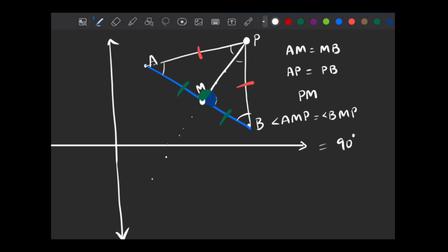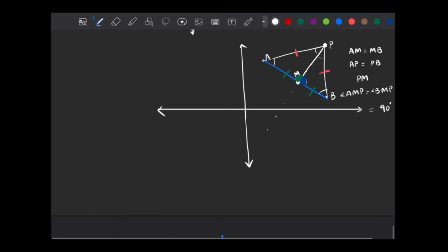We can go the other way and prove that any point on the perpendicular bisector is equidistant from A and B, and I will link a proof to that in the description below. And because we've proved this both ways, since both directions of the proof hold, the locus of points with PA equal to PB must precisely be the perpendicular bisector.